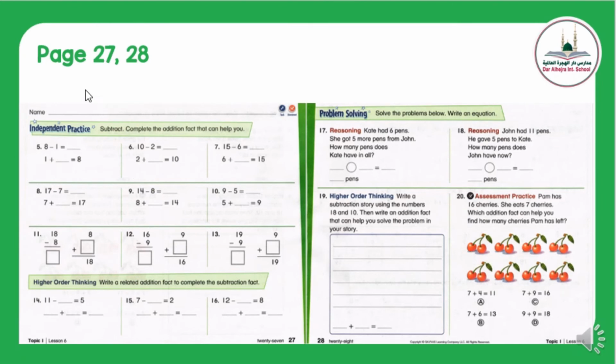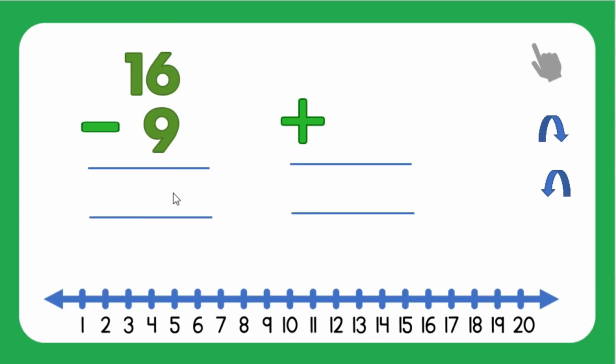As I can see, there are some examples here which are horizontal, and some examples in a vertical form. So we solve this equation in a vertical form too. For example, here I have an example, 16 minus 9 equals a big box, and we have to find the answer of this equation and write the answer here.